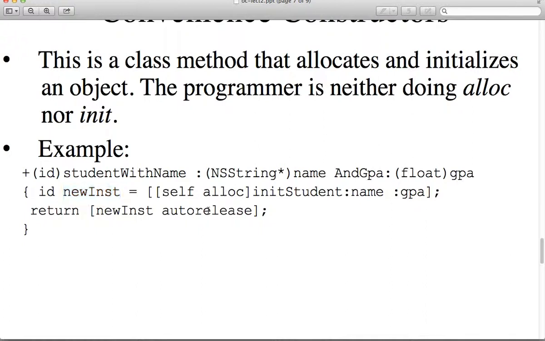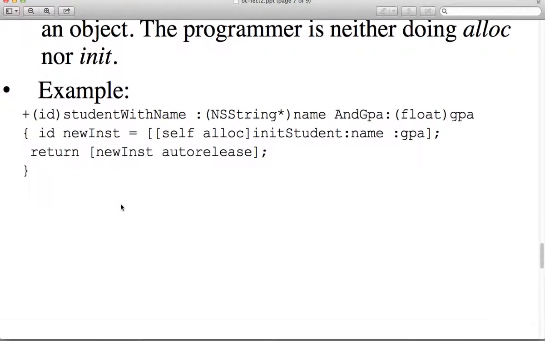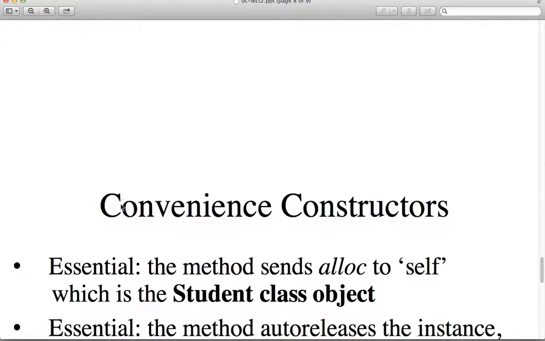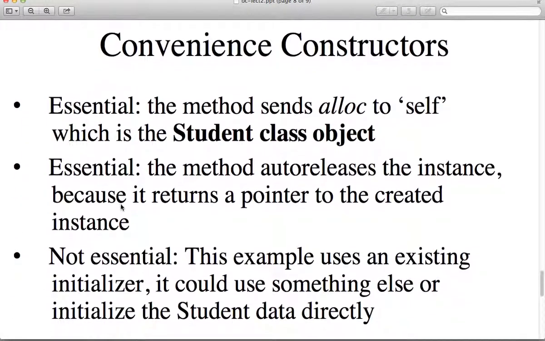We don't necessarily need to do this line of code anymore. We could just return the new student these days. We don't have to return it with an autorelease. So whether you're going to be writing convenience constructors, I seriously doubt it.